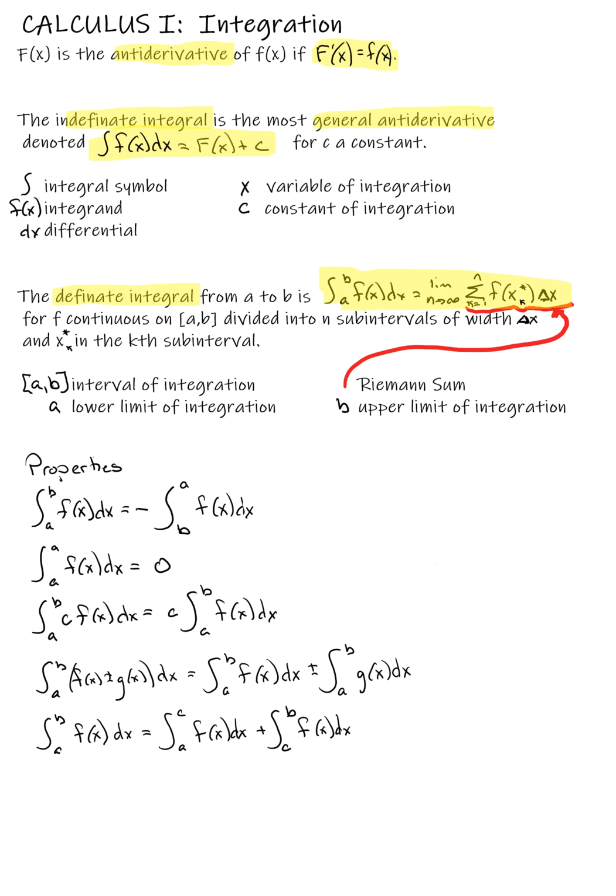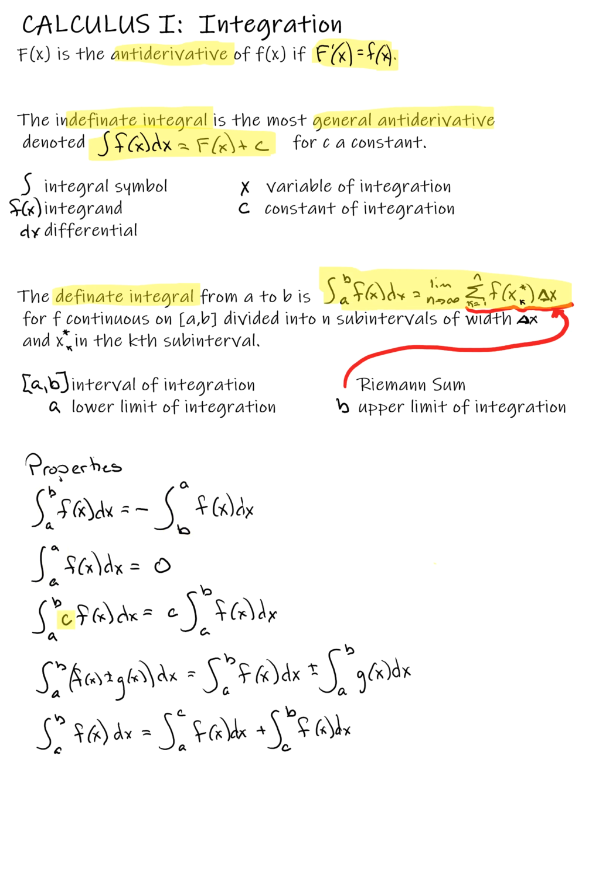We do have a few properties here. First off, if I integrate from a to b, I can turn that around and integrate from b to a as long as I take the opposite sign of that result. If I integrate just from a to a, we end up with 0.